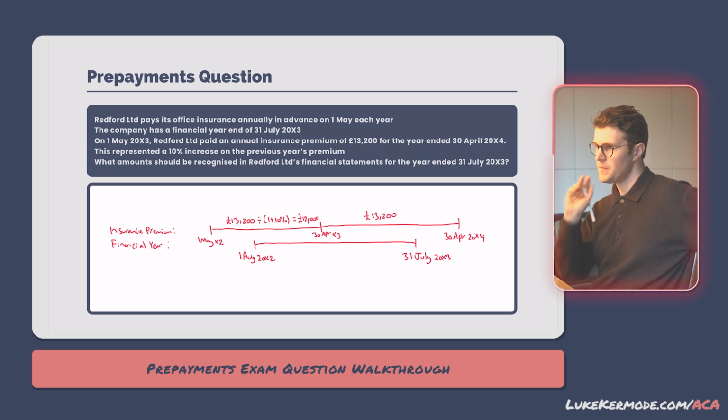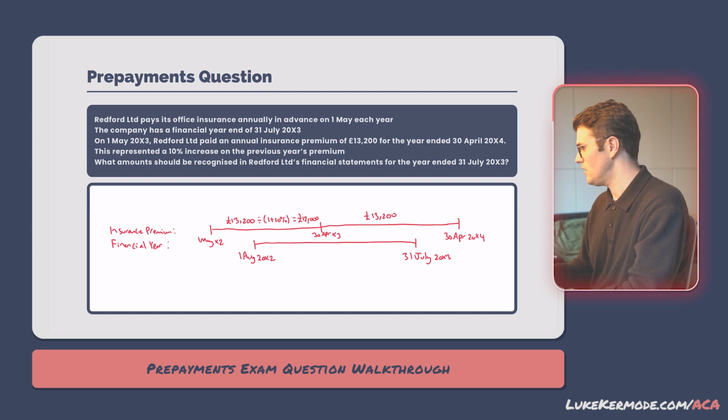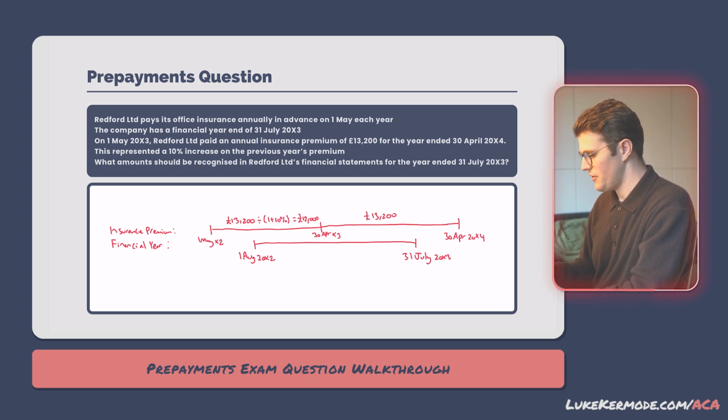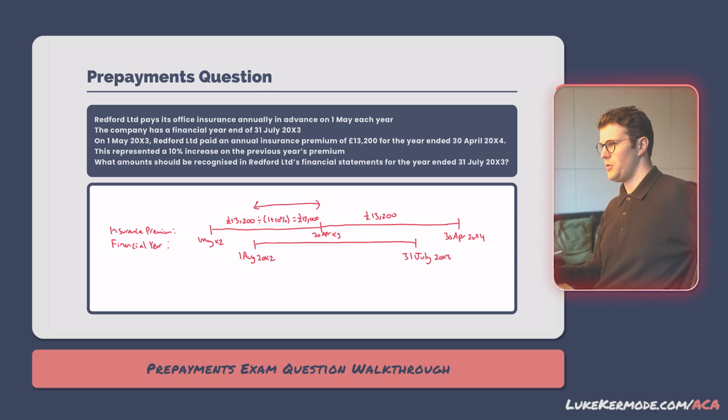So now that we've got our premiums, we can use our timelines to identify the amounts that fall within our financial year. So for the first insurance policy, the one that runs to April 2003, only 9 months falls within our financial year. So that's the period from the 1st of August 2002 to the 30th of April 2003.